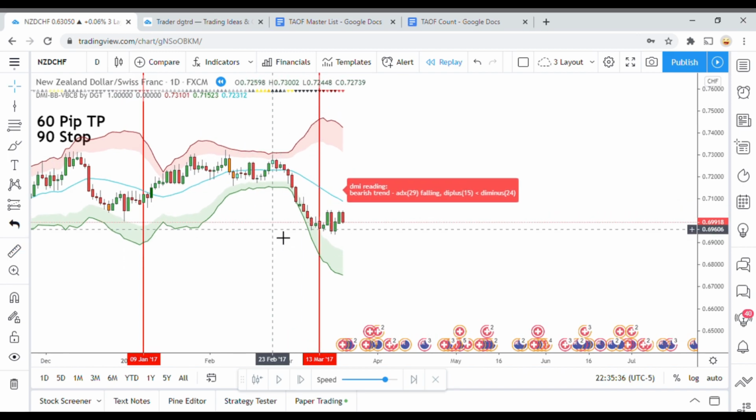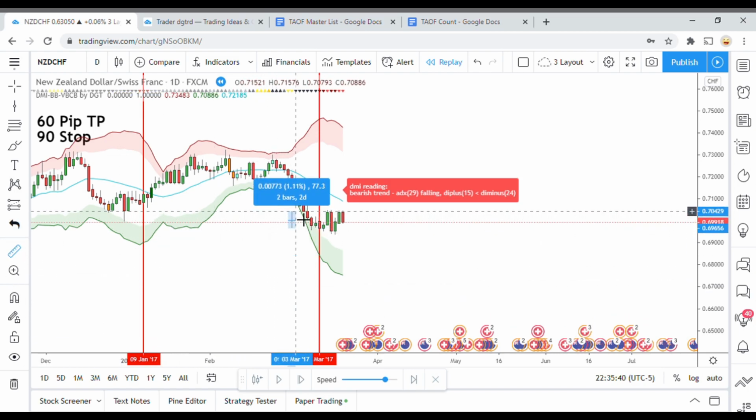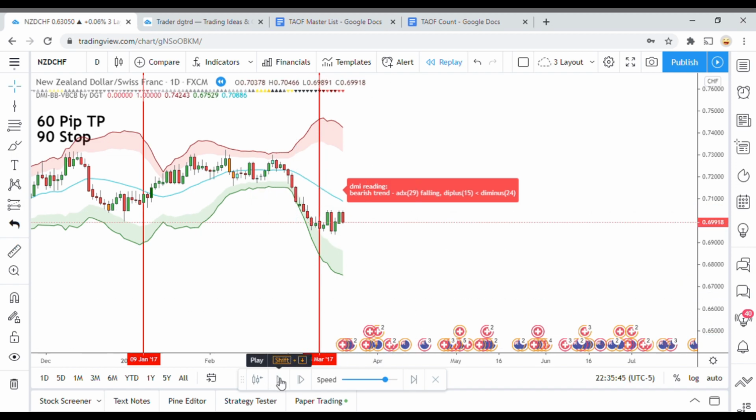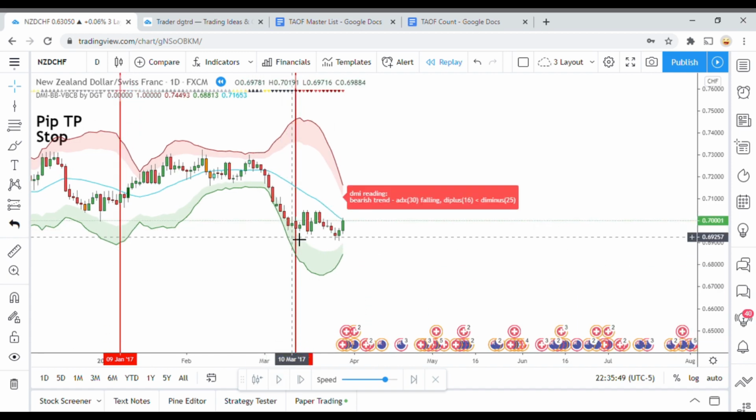Let's see, 90 pips is our stop. It looks like it turned around and went against us pretty quick. Still hasn't stopped us out yet, and has not hit take profit either. So we'll just keep an eye on it here.